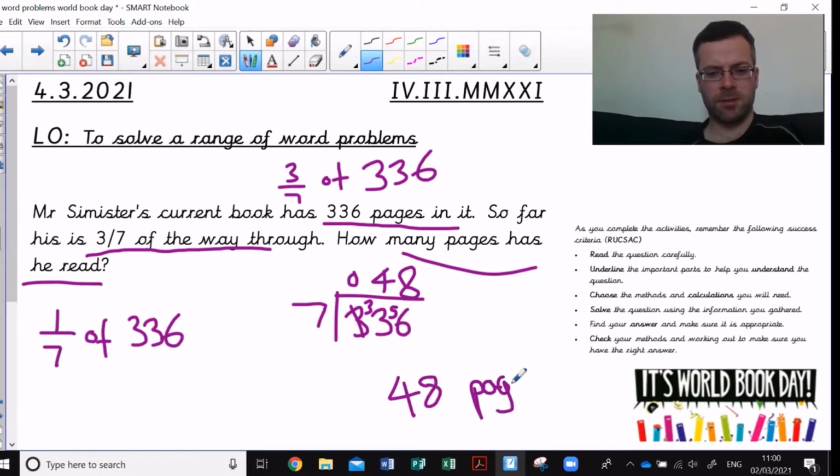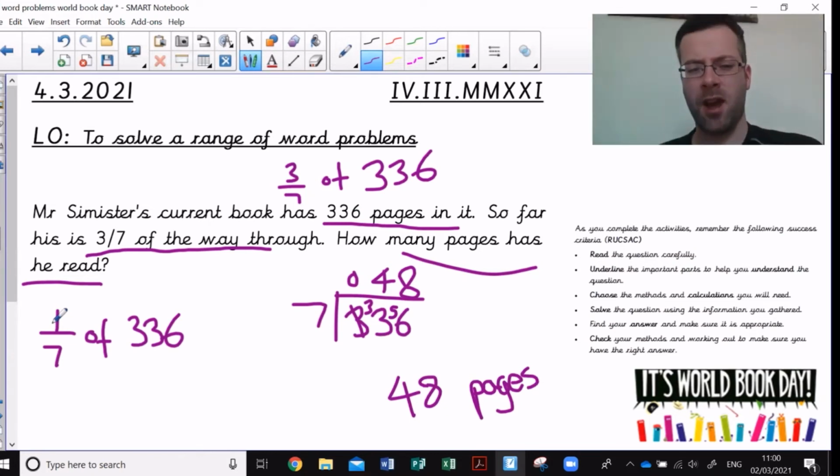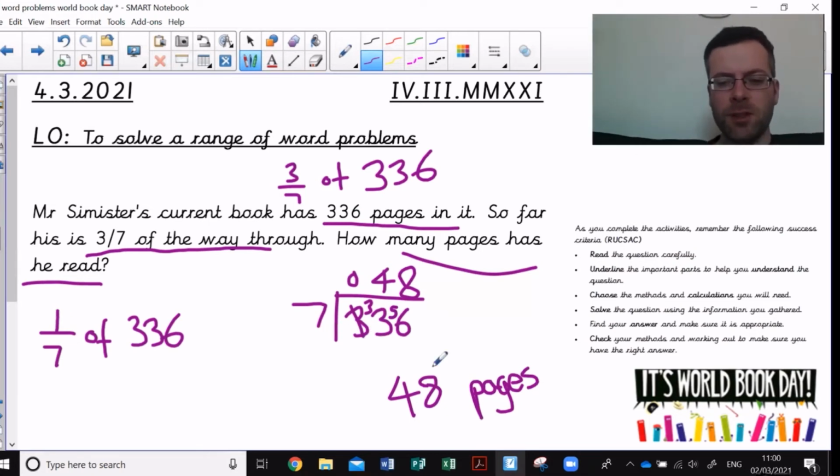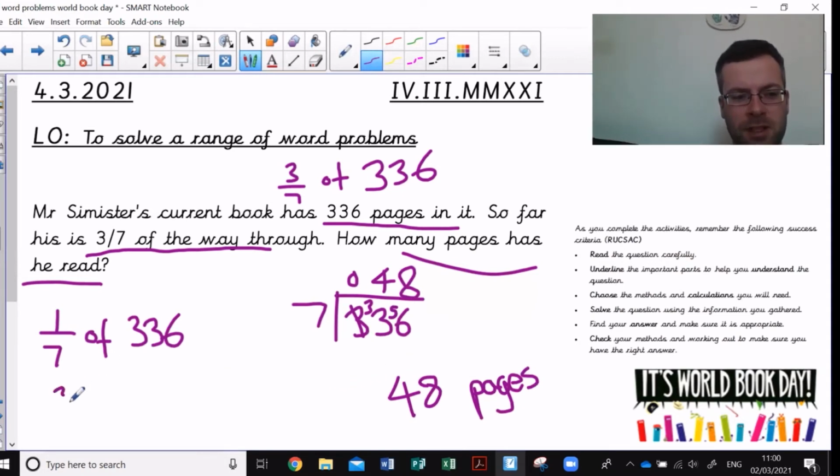Does that make sense? I don't think that does make sense. Oh no, it does, because that's 1/7. I was thinking that doesn't look like 3/7, because 3/7 is like nearly halfway. So I've read 48 pages is 1/7. So now I need to find 3/7. So to do that, I'm going to take that 1/7, which is 48, and times it by 3.